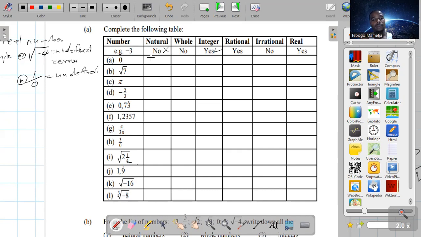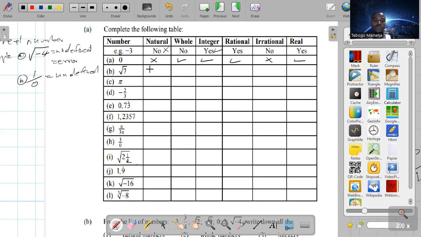Okay, number A, 0. Is 0 a natural number? No, 0 is not a natural number. Remember, natural numbers start from 1. Is 0 a whole number? Yes, whole numbers start from 0. Is 0 an integer? Yes, 0 is an integer. Is 0 a rational number? Yes, integers are rational numbers. Is 0 irrational? No, it can't be both rational and irrational. Is it a real number? Yes, it's a real number.